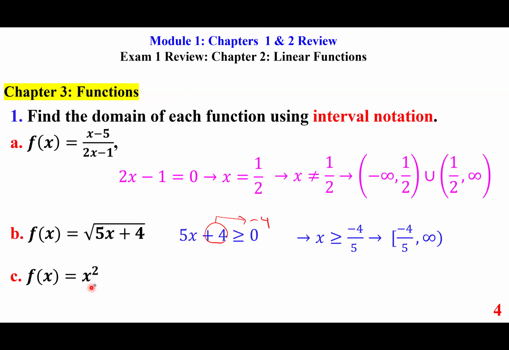f(x) = x squared. The domain is all real numbers. We write it as negative infinity to positive infinity. Why is that? Because it's a polynomial. For any polynomial function, the domain is all real numbers. This is a polynomial of degree 2, or if you were to graph it, it becomes a parabola.